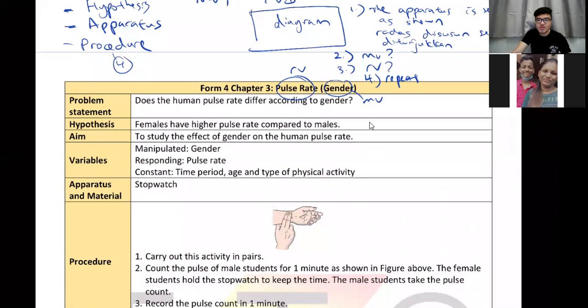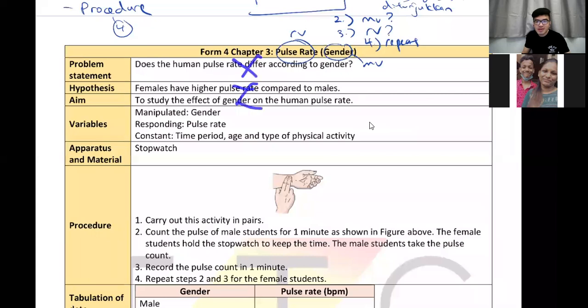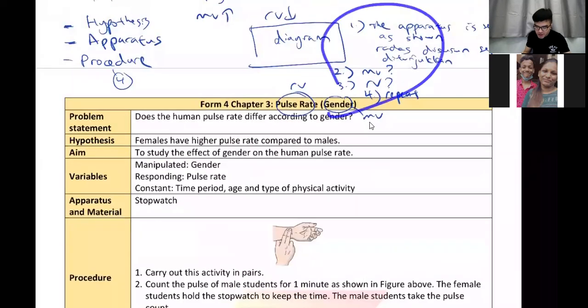All right, so moving on, let's go to our aim. So how do you write your aim or objective? Okay, to study the effect of gender on human pulse rate. Easy. To study the relationship between gender and pulse rate. Okay, MV and RV. You see, everything is MV and RV. That's why I say if your MV and RV is wrong, everything will be wrong because everything is depending on them. Even your procedure, you have your MV and RV here.